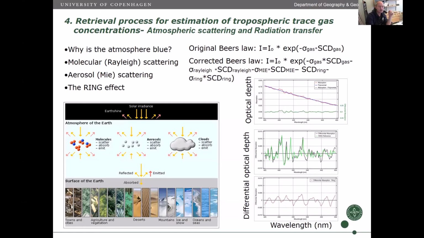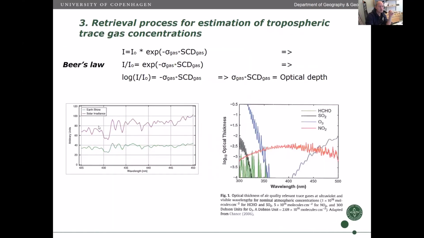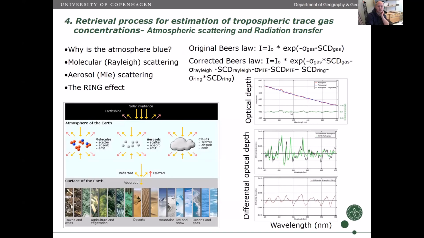So if we take our measurements from the satellites and convert them to optical depth, at first the measurements will look like this. A larger part is measured for these shorter wavelengths, since more is coming in there, and less is coming in the longer the wavelength. And this is caused by this scattering effect.